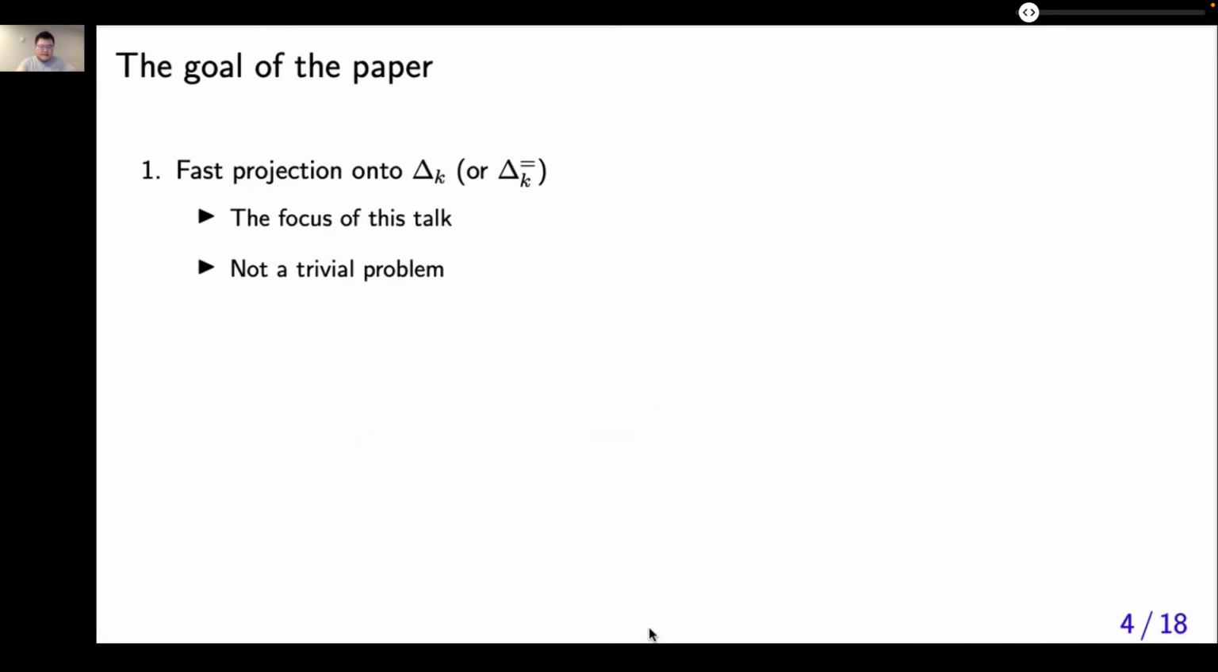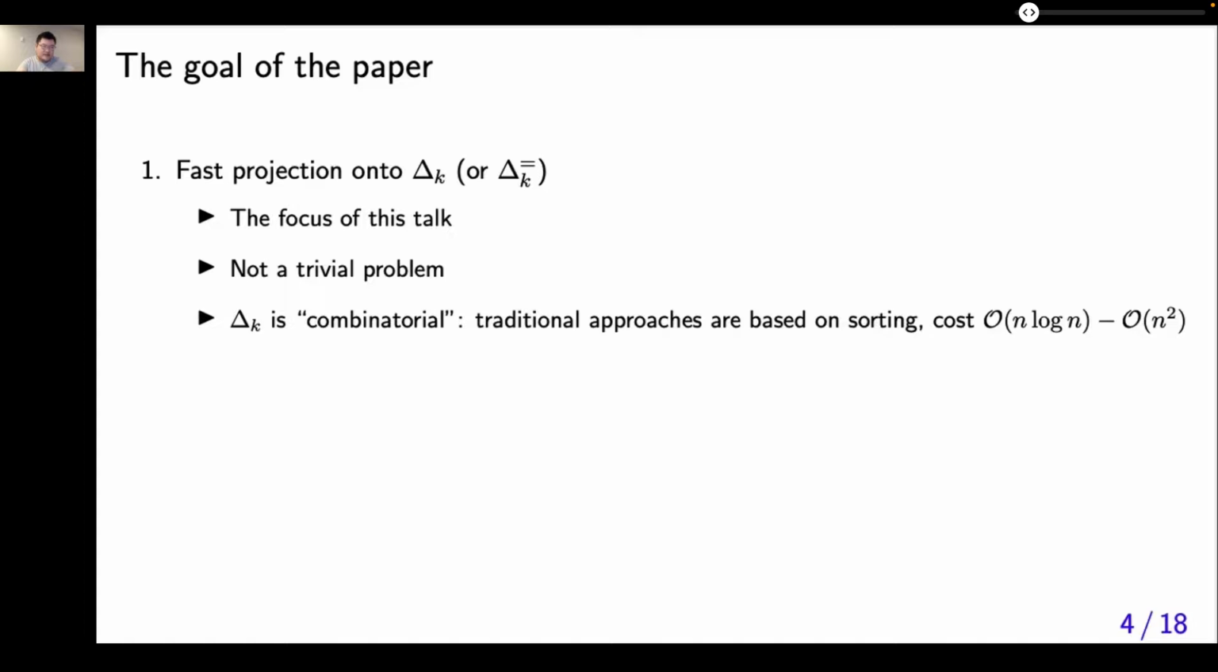So the goal of this paper is basically to study how to project onto this delta K very fast. This problem may look easy and simple at first glance, but actually it is not trivial, because delta K is combinatorial in nature, and therefore harder than projection onto some similar types of polytope, such as the unit L1 ball and also the simplex.